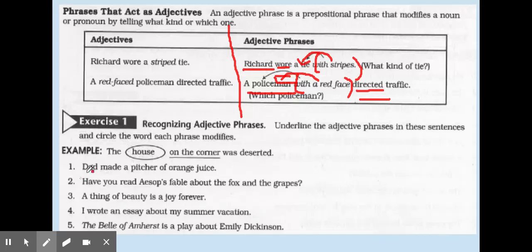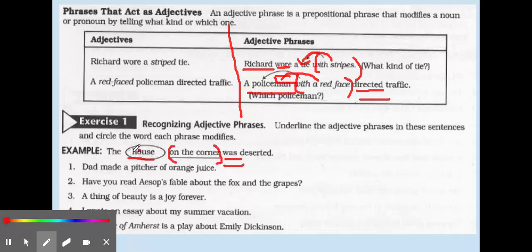Down here at the bottom for our example, I've got the house on the corner was deserted. I'm going to underline house because it is my subject. I'm going to say was, underline it twice because that's my verb. Now, which house? Well, I'm going to put parentheses around on the corner to let me know. Which house? Which one? Well, it's the one on the corner, so it's describing house.